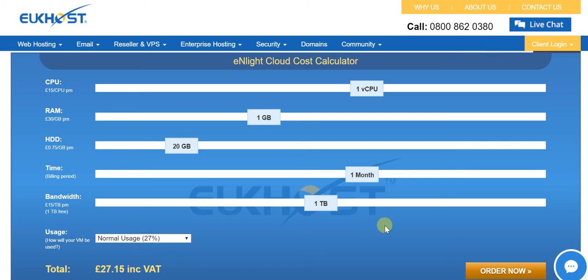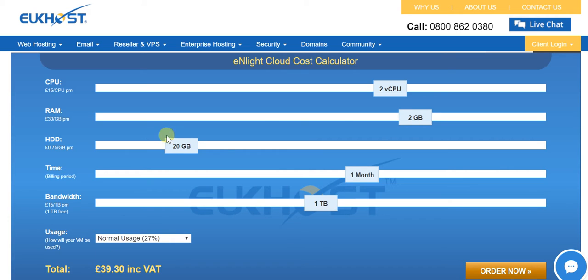At the same time, your requirement may not be exactly along these parameters, so all you need to do is drag these as per your requirement. You could go from 1 vCPU to 2 CPU, and then immediately you see the cost going up to 31.2. Likewise, your RAM requirement may not be 1 gig, but let's say it is 1.25 or 1.5. It may even go up to 2. Even then we find that the cost has gone up very marginally.